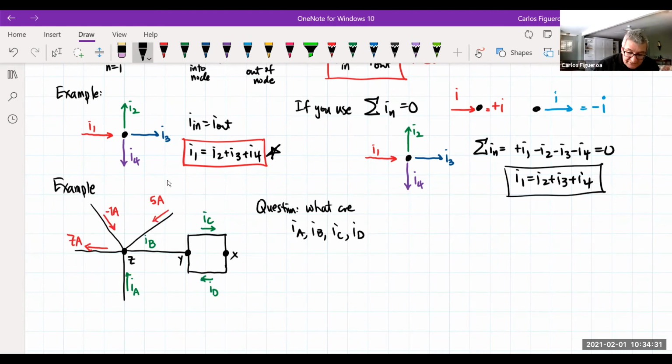Okay, so let's look at this. The first thing I'll do is start off at the simplest place, node X. Why node X? Because there are only two currents at X. At node X, the current coming in is IC, the current going out is ID. So therefore, these must be equal. Okay, now let's go to node Y.